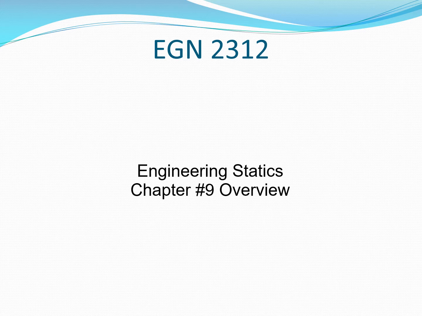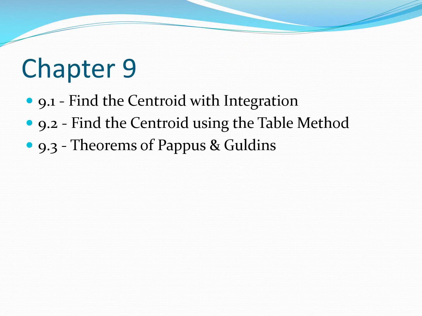So let's take a quick look at Chapter 9. Let's do a quick overview. So Chapter 9, we're going to essentially talk about the first three sections: finding the centroid with integration, finding the centroid using the table method, and the theorems of Pappus and Guldinus.